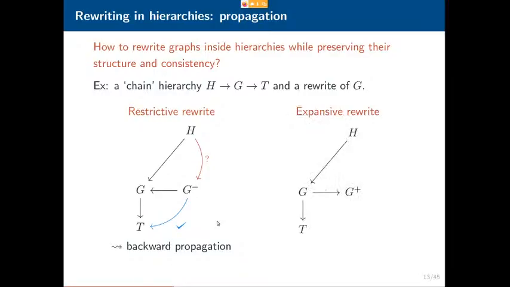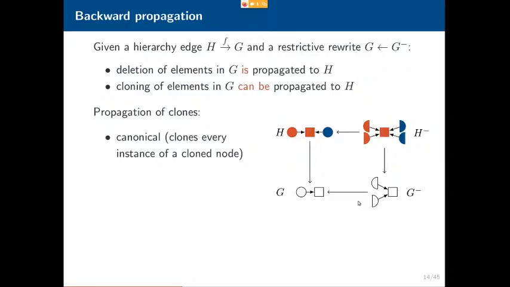Now, on the other hand, when we perform an expansive rewrite of our graph in the middle, so we add and merge some graph elements, we observe that the graph H that was typed by graph G stays typed by the result of rewriting. And now we need to restore an edge that corresponded to a homomorphism from G to T. And for this, we may need to update our object T and perform something that we call forward propagation. So let us look into details what is a backward propagation.